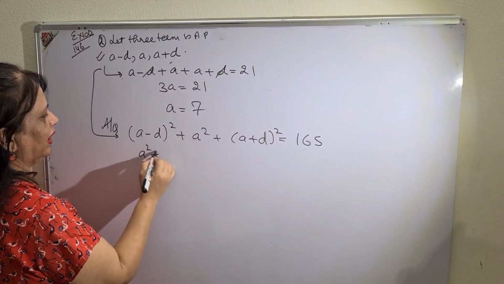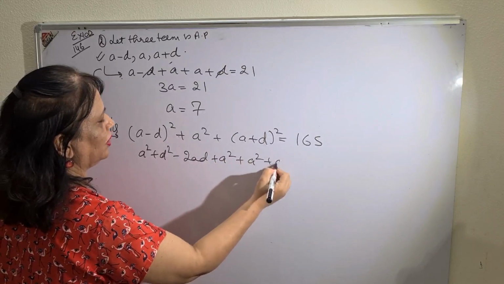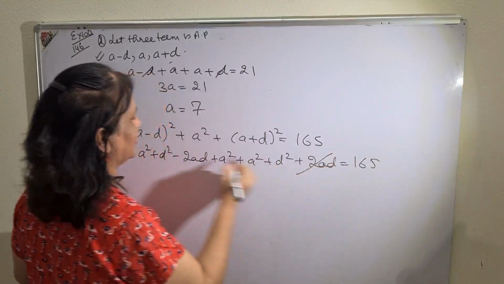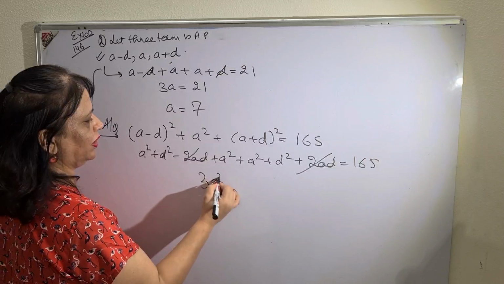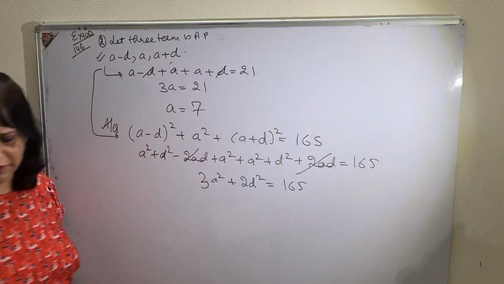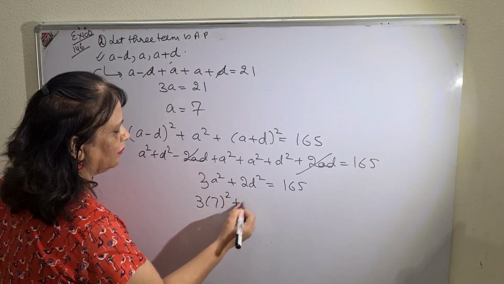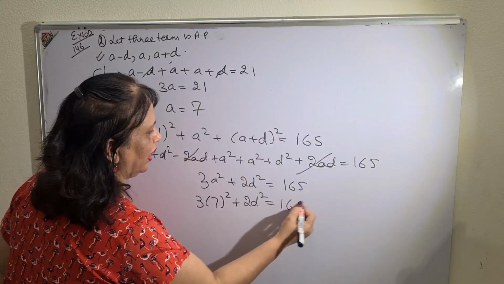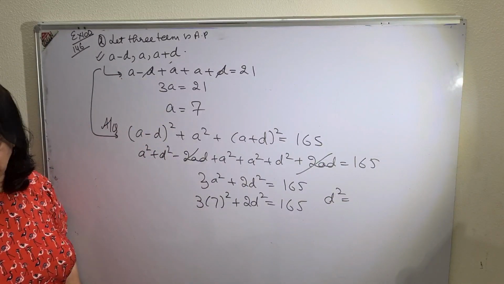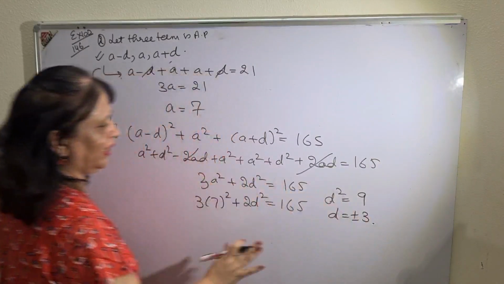You can solve it. a square plus d square minus 2ad. Just one example I am giving you. You can do the solution yourself also. If you don't get the answer, I will solve it for you. This cancels, and this is 2a square, so 3a square plus 2d square is equal to 165. You can substitute the value of 7. When you substitute it, this will be 3 into 7 square plus 2d square is equal to 165. After calculating, you will get the value of d. I have calculated it. d square will be equal to 9, and of course d will be equal to plus minus 3.